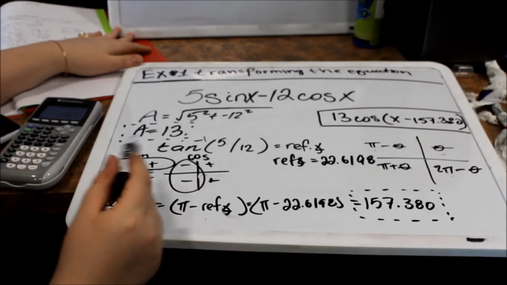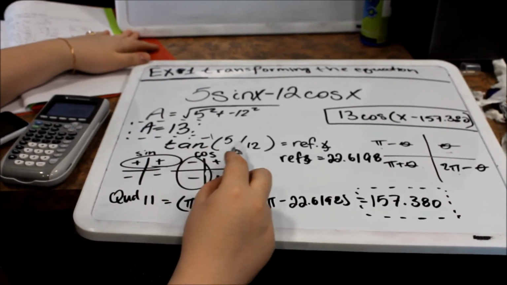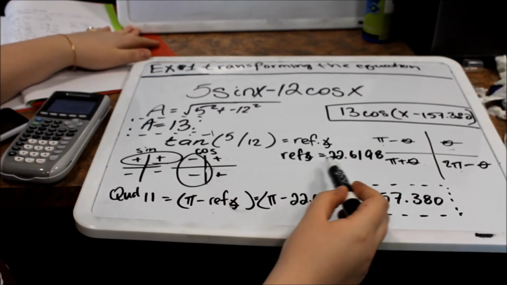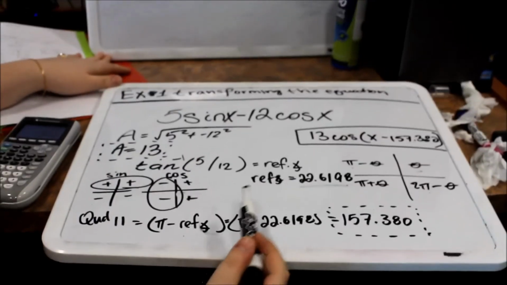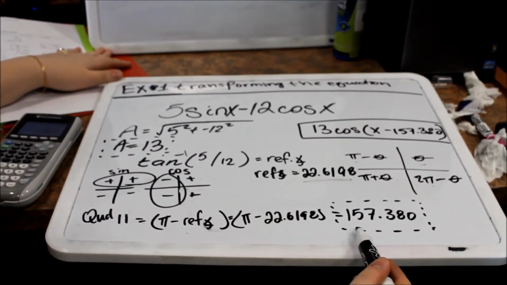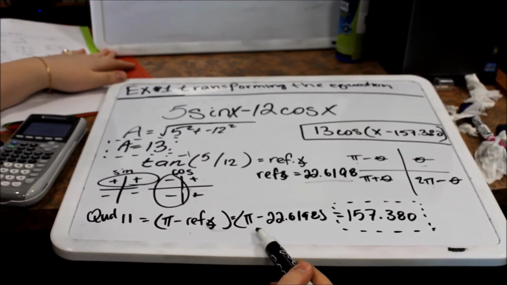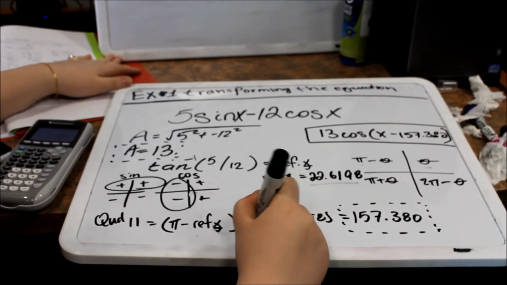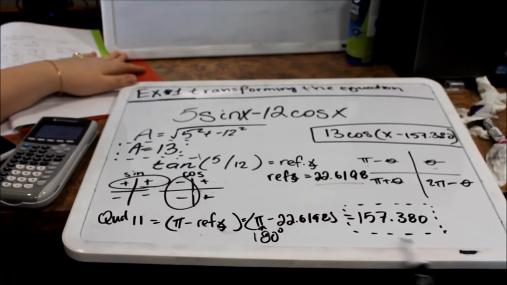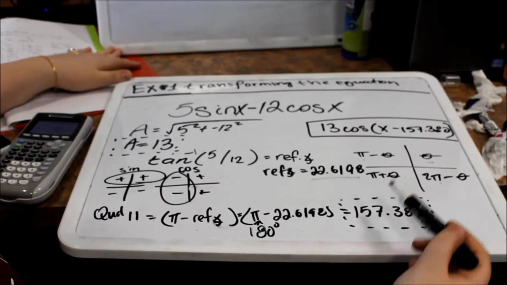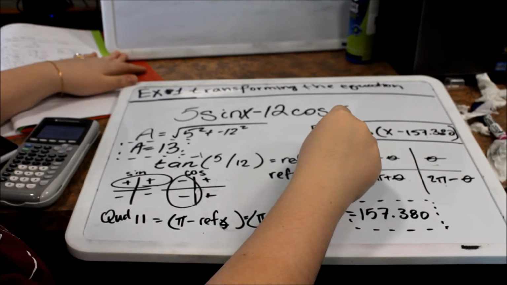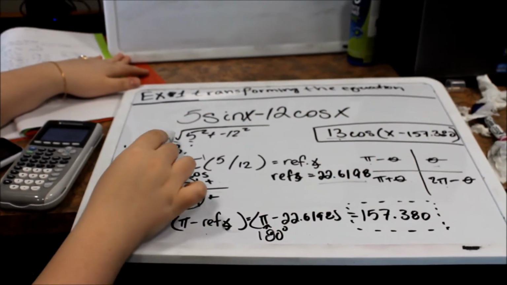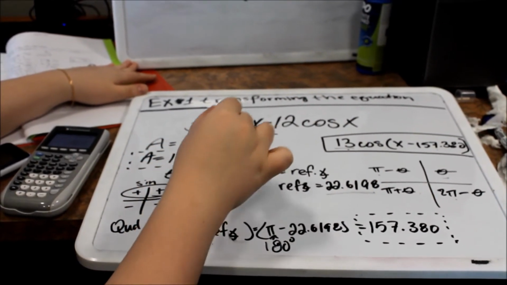To find the reference angle, we would have to do the inverse tangent of 5 over 12, which gives us this value right here. And then we use this value to find our actual angle that we need by subtracting it from pi, or in this case, it's 180 degrees. So once we find this value, we can plug it into the equation, and previously we found that the amplitude is 13 by doing the square root of 5 squared plus 12 squared.